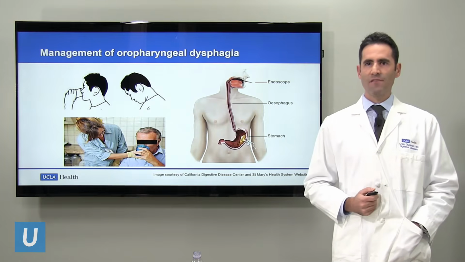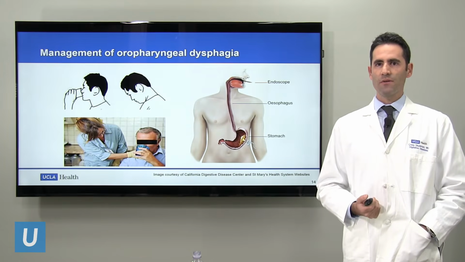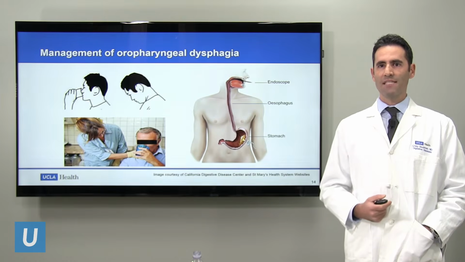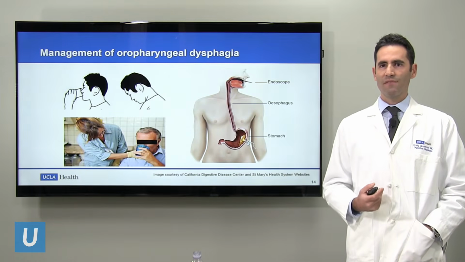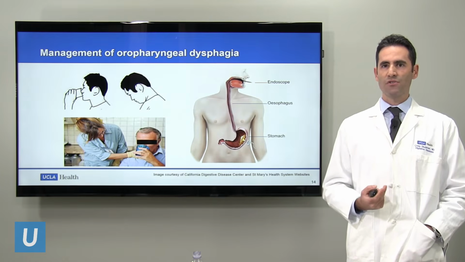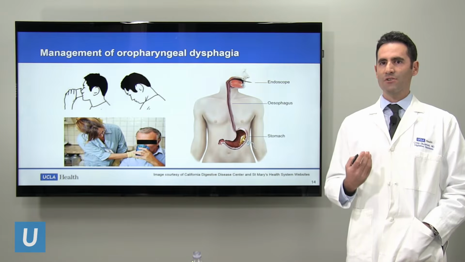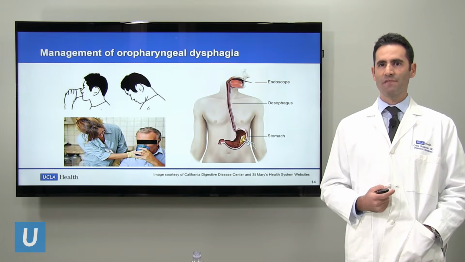So what is the management of oropharyngeal dysphagia? First of all, it depends on the cause. So if you have an infection, we need to give you antibiotics to treat the infection. If you have some sort of cancer in the oropharyngeal area, we'll refer you to an oncologist. But in the meantime, what can we as gastroenterologists do to help a patient with oropharyngeal dysphagia?